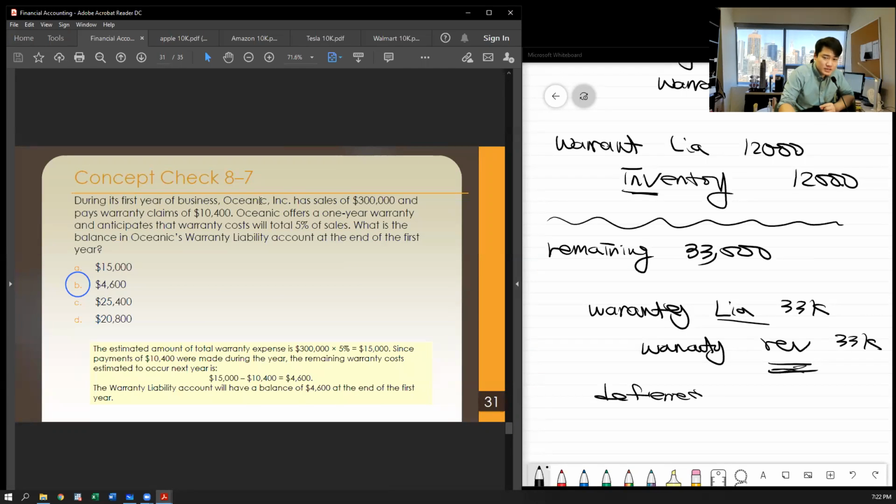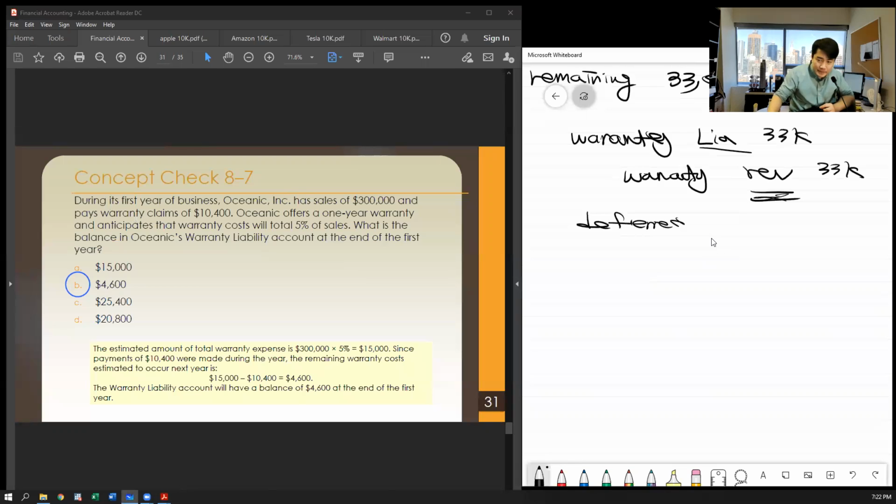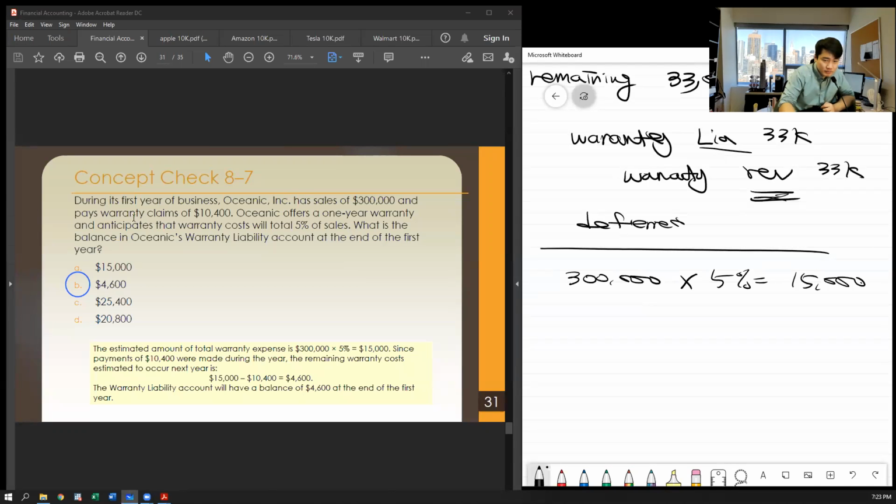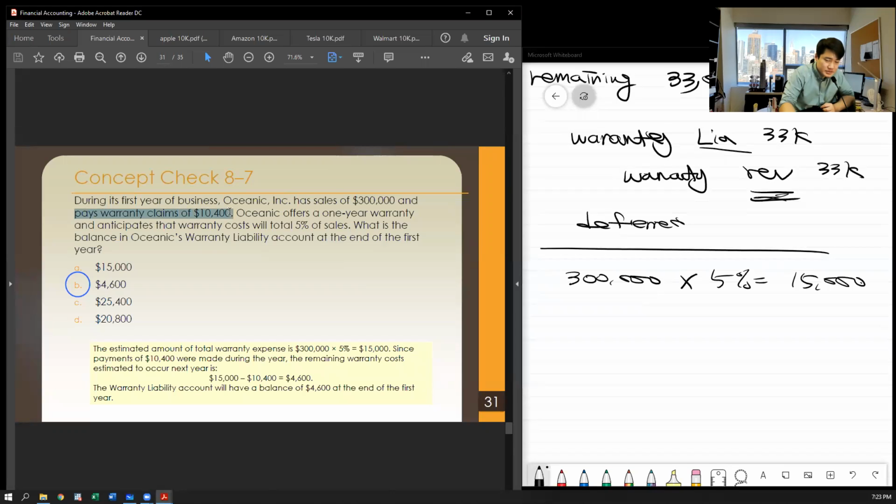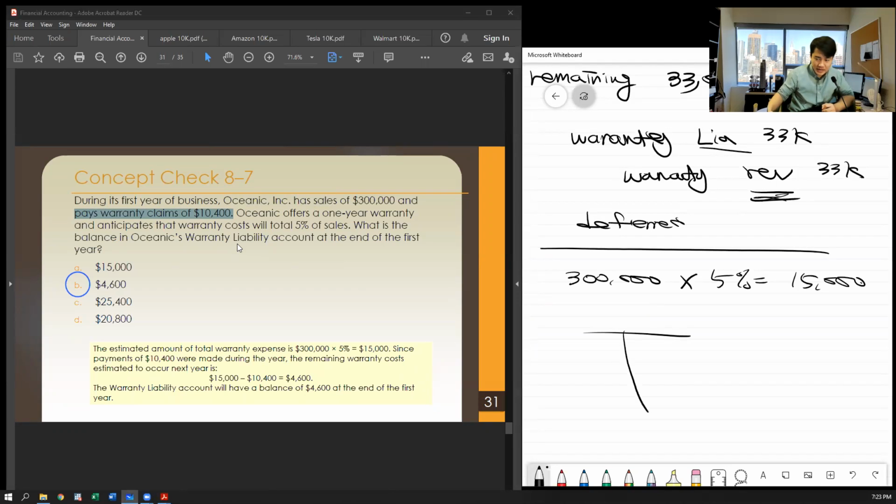During its first year of business, the company has sales of $300,000 and pays warranty claims of $10,400. It offers a 1-year warranty and anticipates the warranty cost will total 5% of sales. What is the balance of the liability? So the company made a sale of $300,000. The company estimates that 5% of the sale will be claimed under warranty. So that is a total of $15,000. And the company paid warranty claims of $10,400. So let me just do a T account.